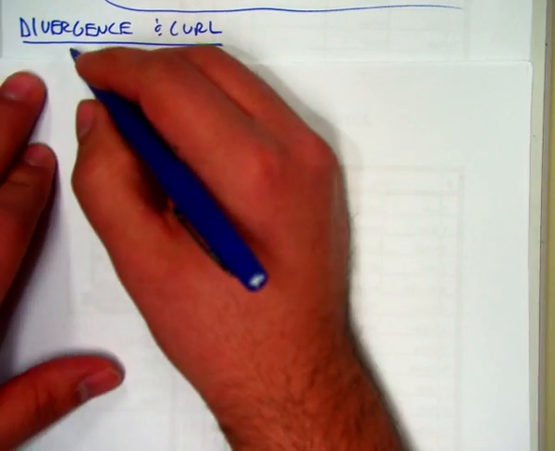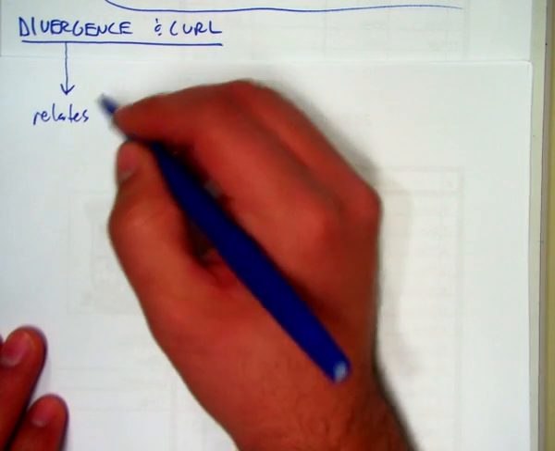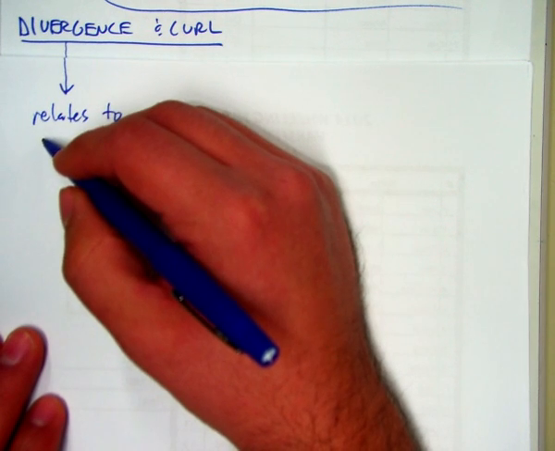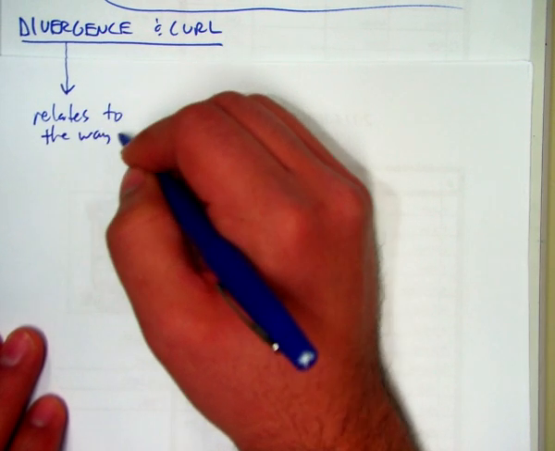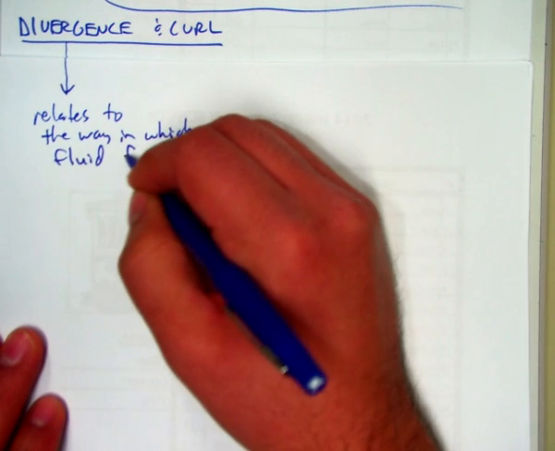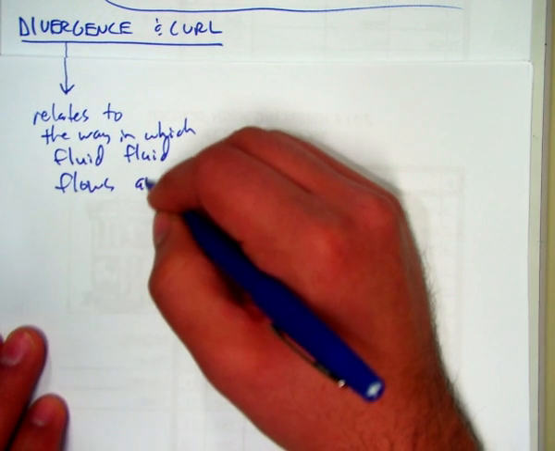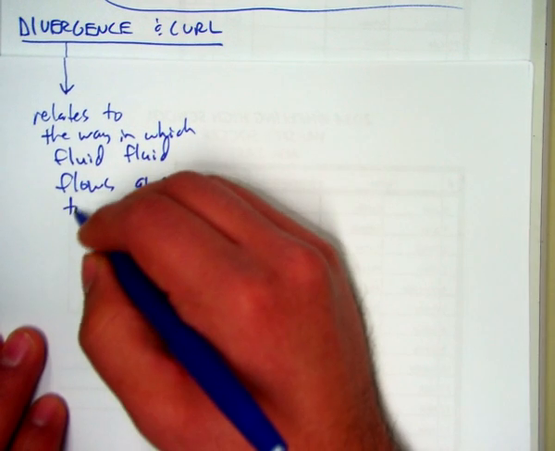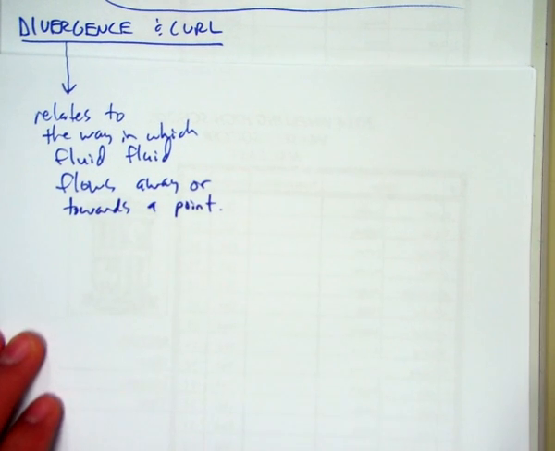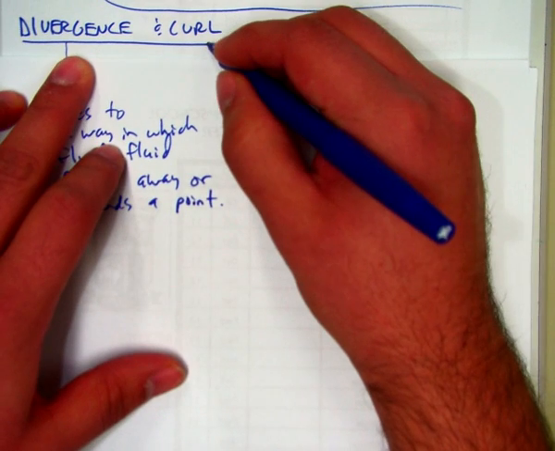Okay, here's what you need to know about divergence. Divergence relates to the way in which fluid flows away or towards a point. All these have to deal with fluid flow.